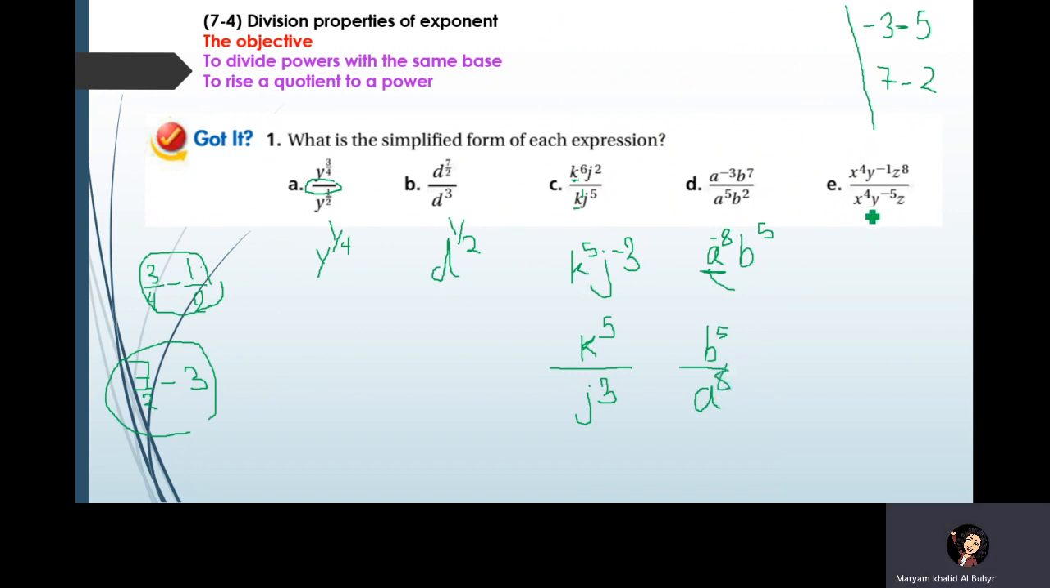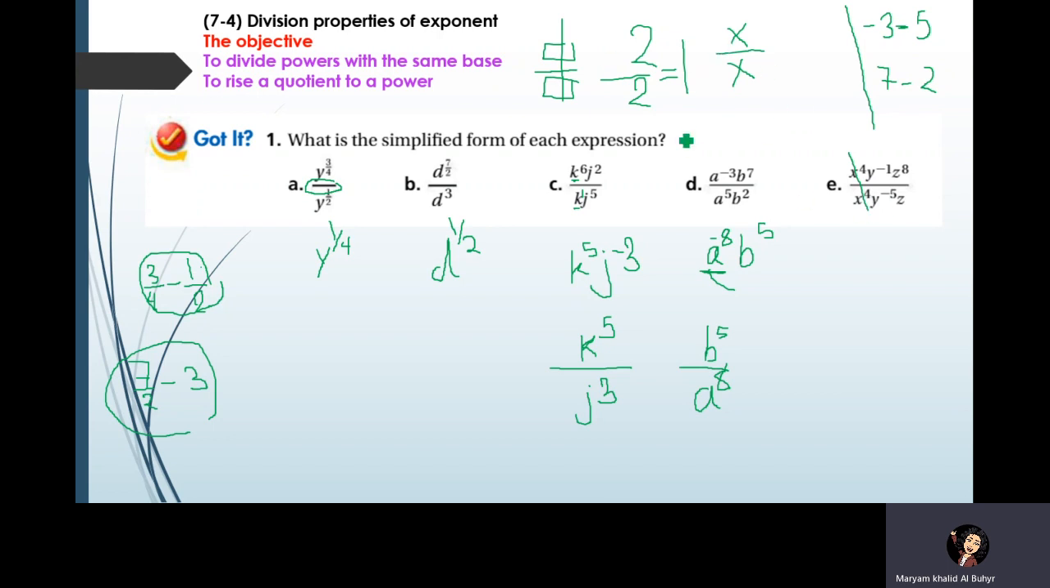Let's move to the last one. X to the power 4, x to the power 4. So once you minus them, x to the power 0. X to the power 0, it's 1. Basically, you can say, Miss, I will simplify this one with this one. Didn't I say before 2 over 2, it's a 1. X over x, it's a 1. If the denominator is exactly the same thing as the numerator, that's a 1, you can simplify them together.